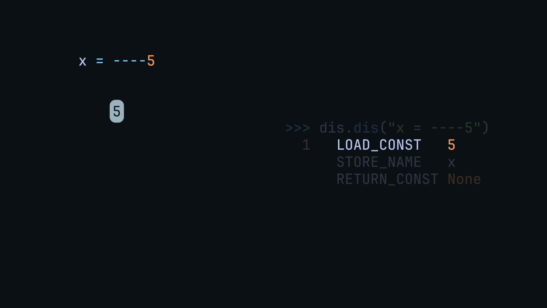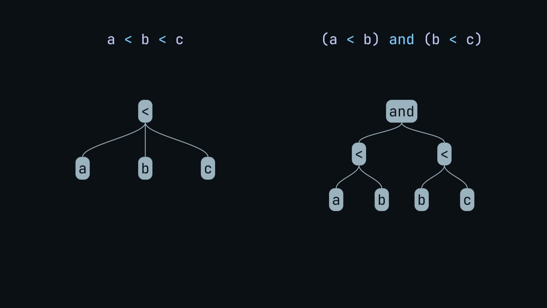A slightly more interesting case is when the language has multiple ways to write the same thing. Take a chain comparison like a < b < c, and the equivalent a < b and b < c. They parse into completely different trees. In some languages, the compiler can normalize one into the other, so later stages only have to deal with one shape. Nothing is getting faster here, we're just making the tree more uniform.